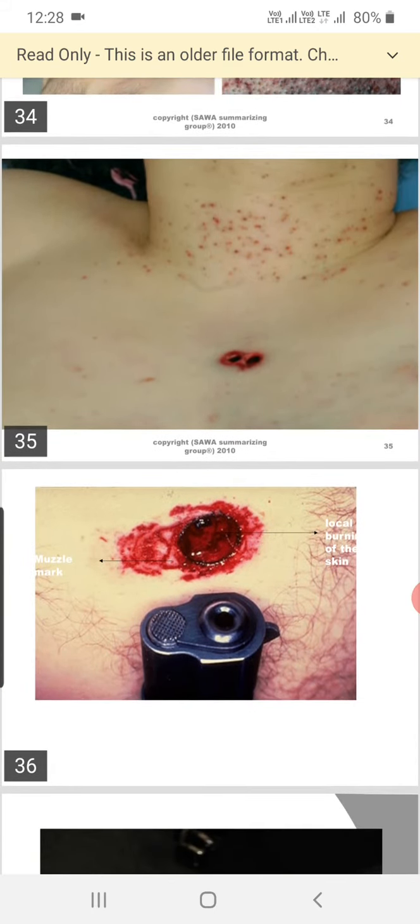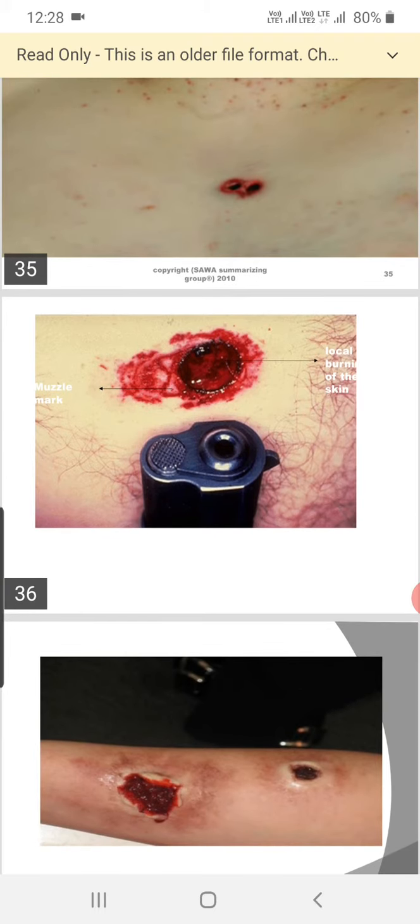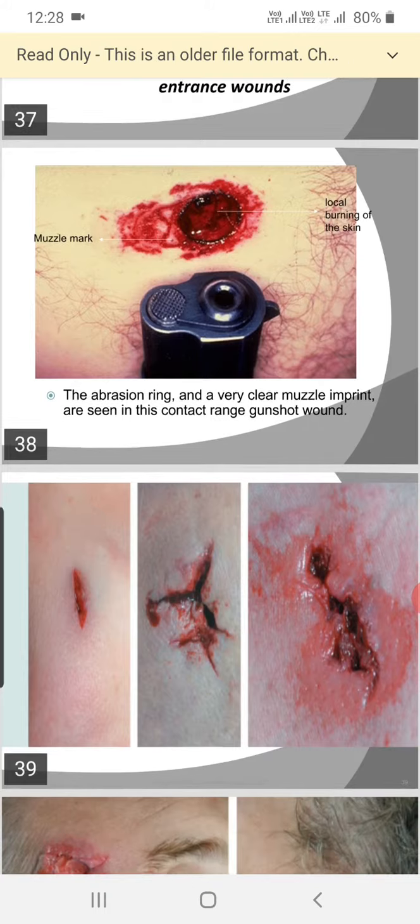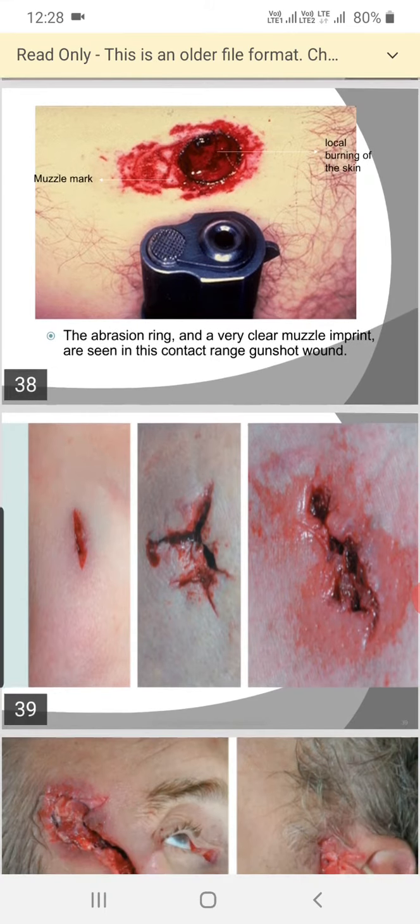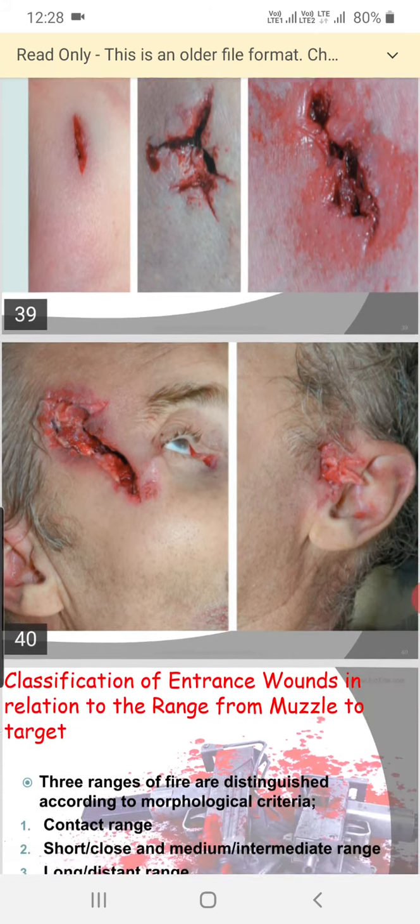Okay, so here it is also the entrance wound. This is the contact shot wound. Fine, entrance wound. The same, there is a presence of a muzzle mark. This is a contact shot, so there is a presence of a muzzle mark plus local burning of the skin. So that is why it is an entrance wound. Okay, here there is a splitting of the skin.